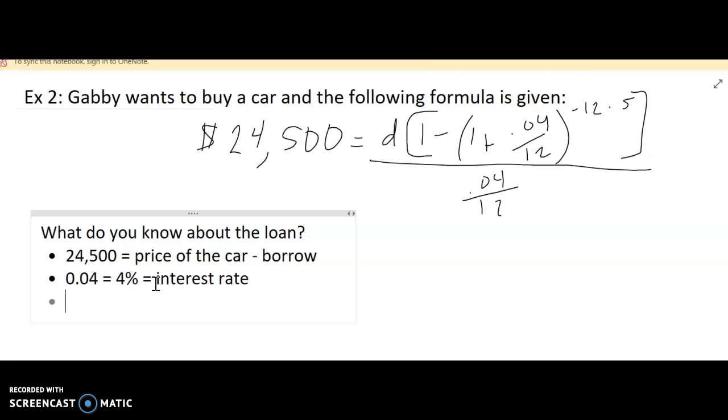Can't type all of a sudden. These are monthly payments. I know that because of the 12. Again, I can't type. 5 years. And I believe that's all I know. I do not know the monthly payment because I don't know D. But based off of everything else in there, those are the 4 pieces that I know.